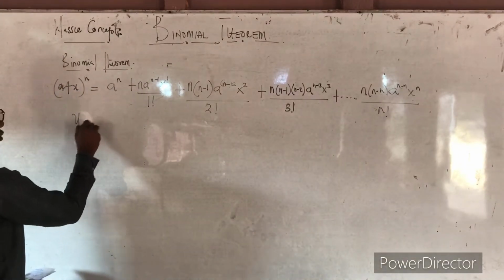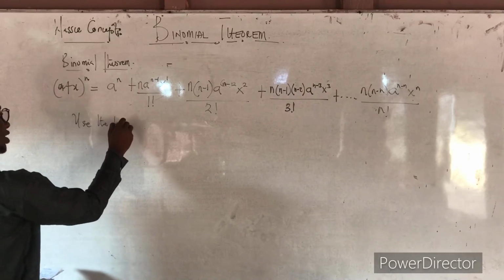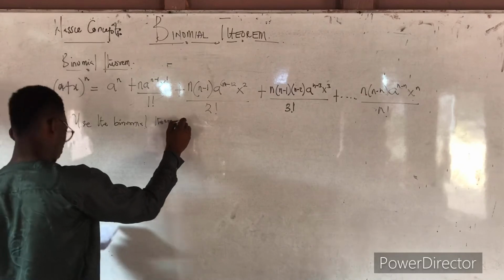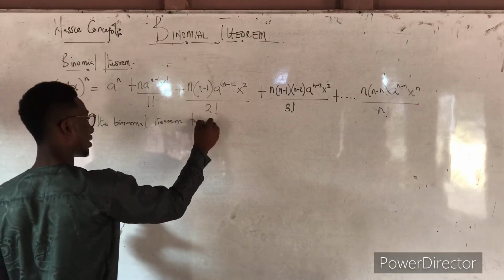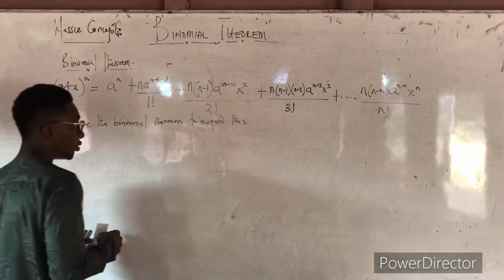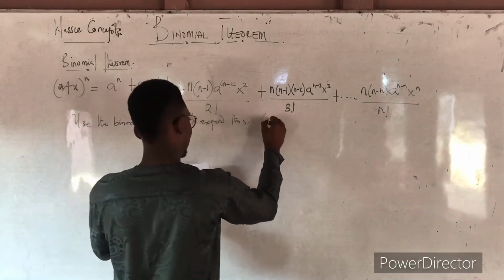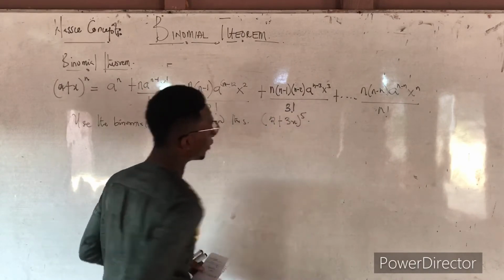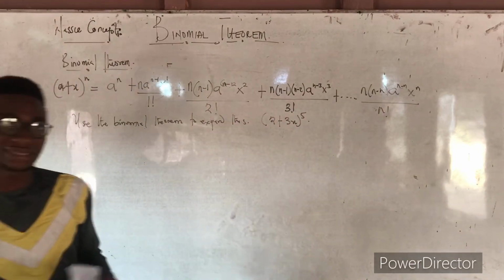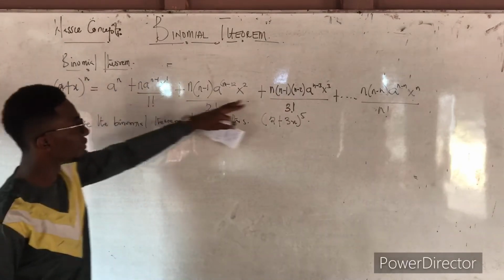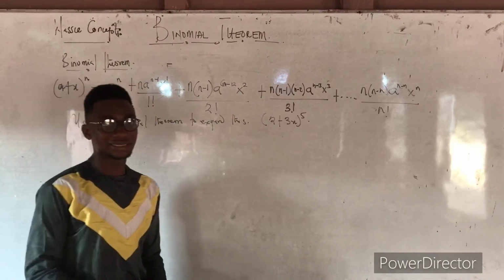It says you should use the binomial theorem to expand this. So let's use the binomial theorem to expand 2 plus 3x exponent 5. We want to use this theorem that we've been able to generate to expand 2 plus 3x exponent 5.